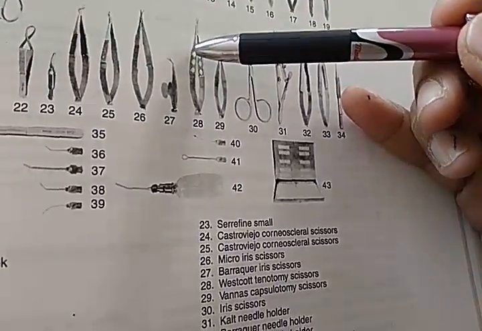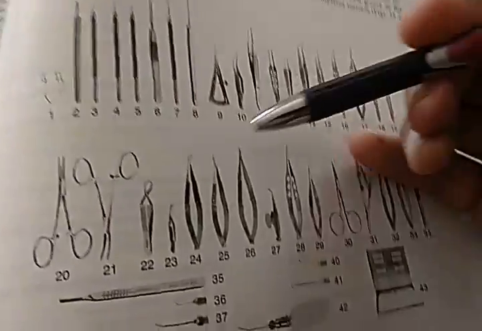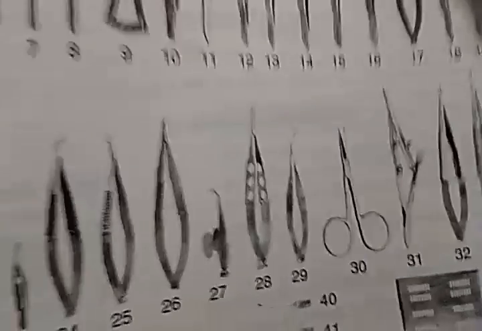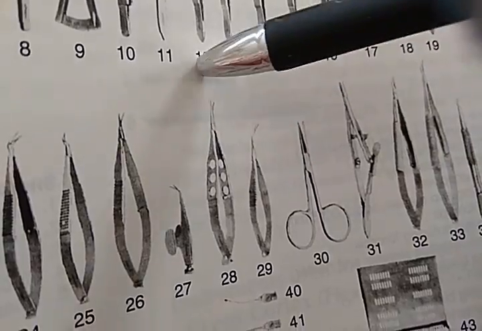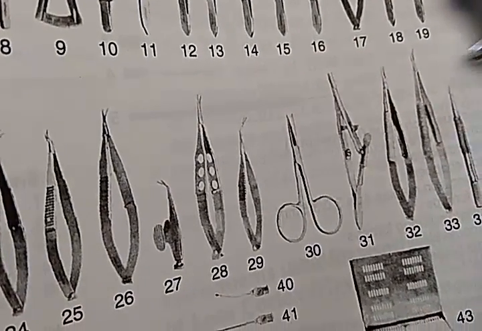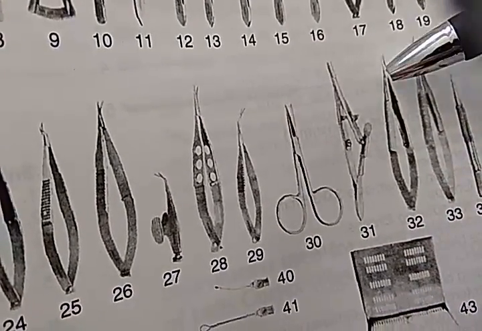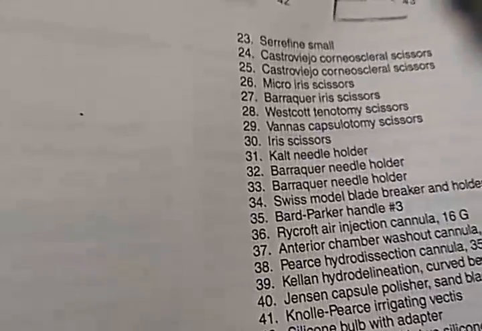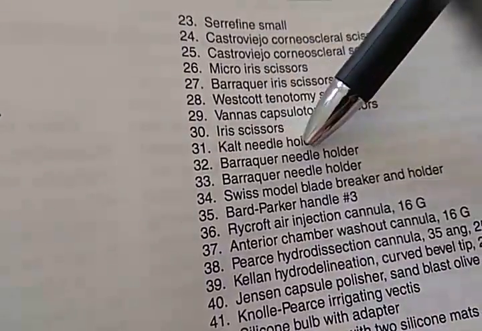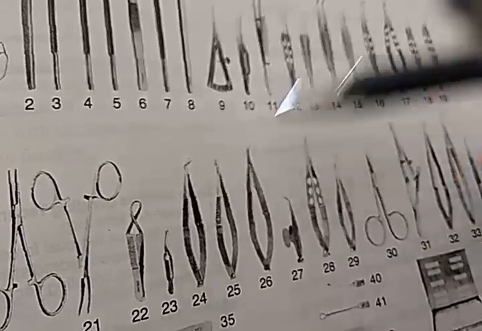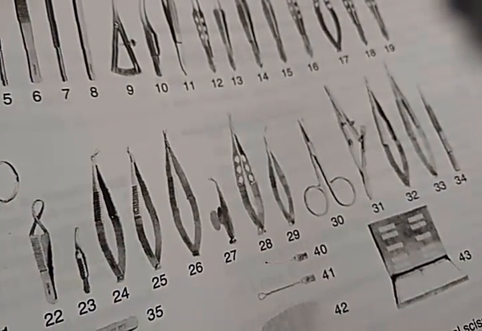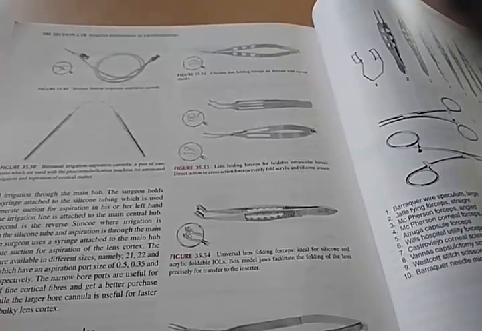Westcott's scissors. Guys, remember the scissors will have an X kind of formation here. Can you see this? X kind of formation, that will be a scissor. But these are not having X. They are just straight, like a holder. Like 32 will be a holder, let's see. 32 will be what? Yeah, Barraquer's needle holder. You understood, right? So how do you differentiate a scissors and a holder? They look very similar from far. You have to go nearby and check. Way too much information for you.